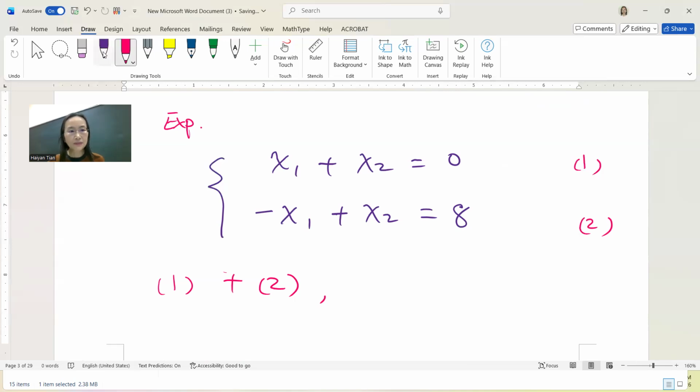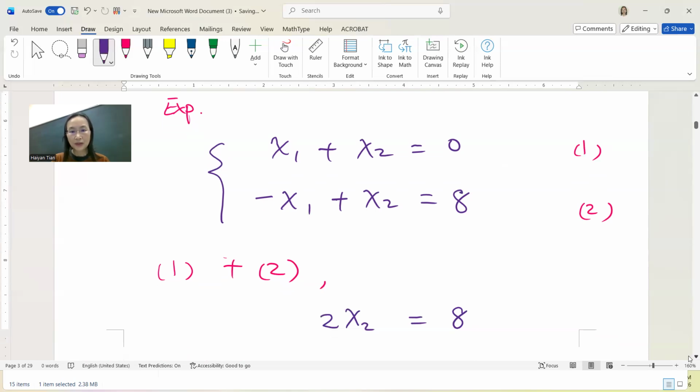As a result, when you add the x1 and negative x1, the x1 variable is gone, eliminated. When you add the two equations, the left-hand side becomes twice x2. The right-hand side, 0 plus 8, is 8. So when you add, you can eliminate one variable, which is x1, and you get an equation involving only the x2 variable. So it's much easier to solve because I have only one variable. Then I divide both sides by two to get x2.